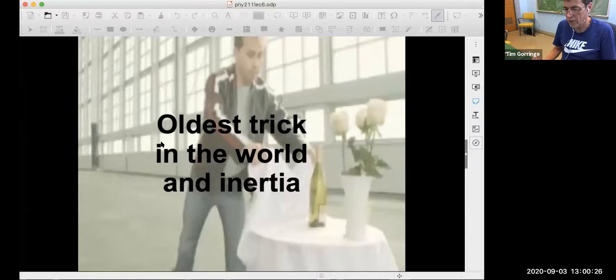Okay, I want to show another movie that also shows inertia. You've seen this famous trick where you have the wine bottle and the wine glass sitting on the tablecloth on the table. And you pull the tablecloth out from beneath the wine bottle and the wine glass, and they just sit there. And that's because of inertia.